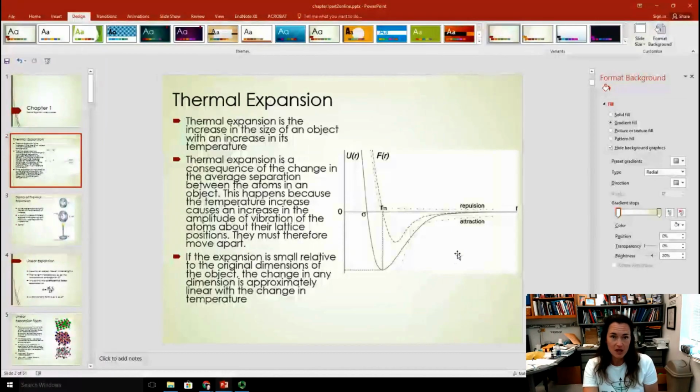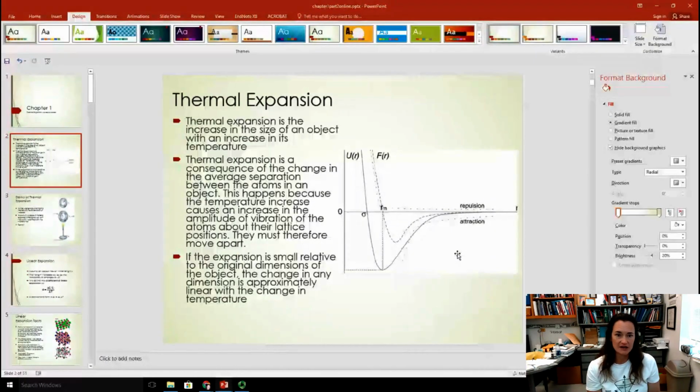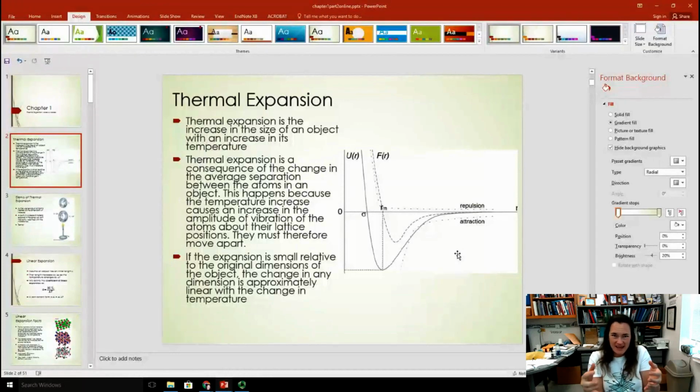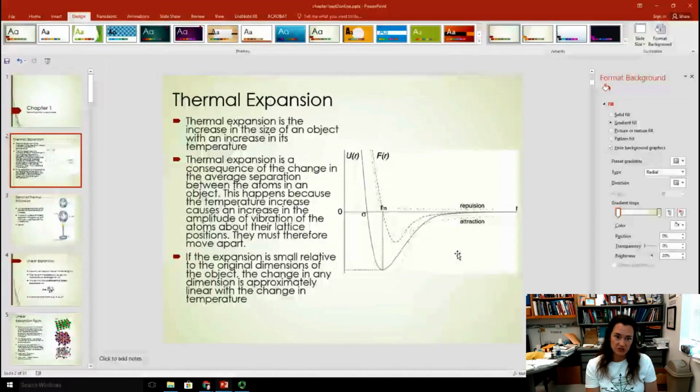energy curve. A physical way to think about it is because as the atoms are vibrating about their lattice positions, the amplitude of oscillation will increase as the temperature increases. And then because the amplitude of oscillation is increasing, that physically means that the atoms probably have to move a little further apart as they vibrate at higher amplitudes.